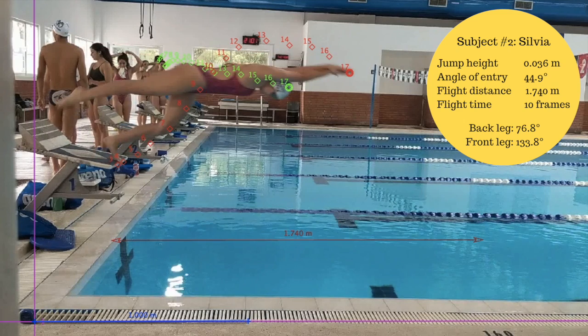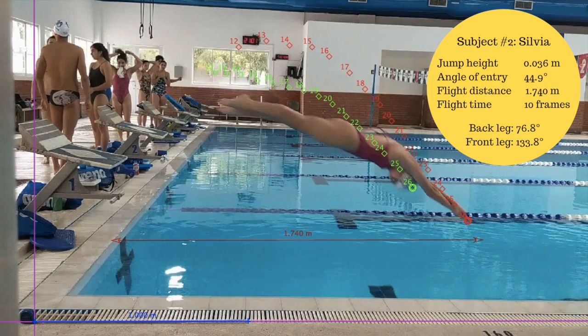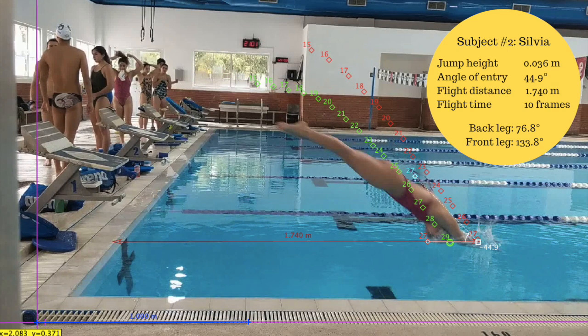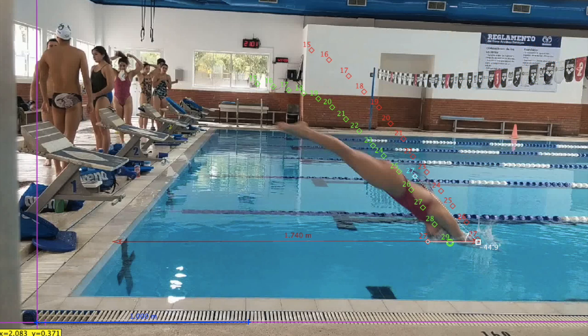When the swimmer is about to enter the water, she tends to flex her hip, making it impossible to form a vertical line with her legs. This produces a greater water drag, giving as a result an angle of entry of 44.9 degrees.